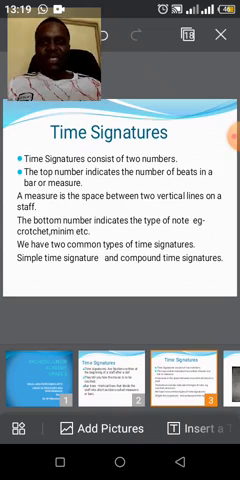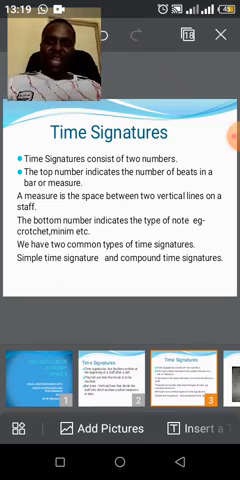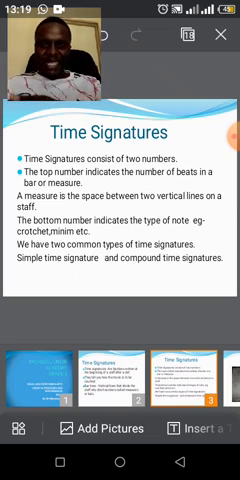Right. Without wasting much time, let's look at these time signatures. Time signatures consist of 2 numbers, the top number as well as the bottom number. So we are going to look at what the top number represents as well as the bottom number. The top number indicates the number of beats in a bar or measure. And what do we call a measure? A measure is the space between 2 vertical lines on a staff.